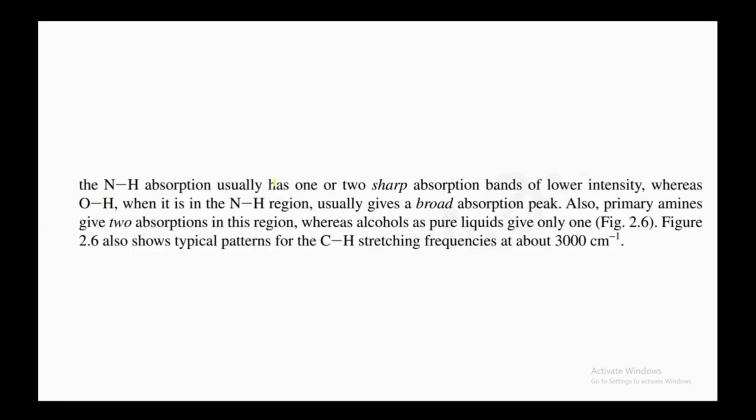The NH absorption usually has 1 or 2 sharp absorption bands of lower intensity, whereas OH, when it is in the NH region, usually gives a broad absorption peak. That's the difference. So NH gives the short peak, whereas OH gives the broad peak. Also, primary amines give 2 absorptions in this region, whereas alcohols as pure liquids give only 1. That is also the difference between NH and OH peaks.